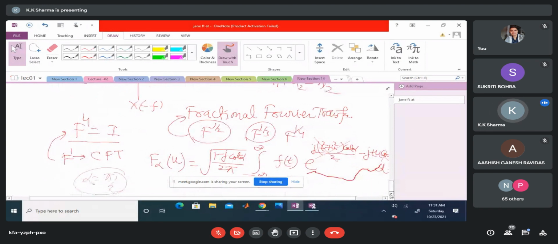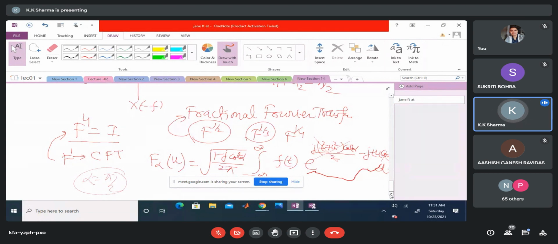Now one last thing. This is not part of your course, but just for your knowledge, I am telling you that the Fourier transform is only one special case of this generalized transform called the fractional Fourier transform, where you have to put alpha equal to pi by 2. Alpha equal to 0 will represent the time domain signal.